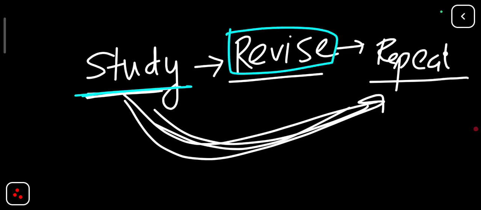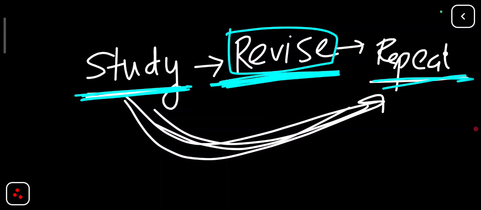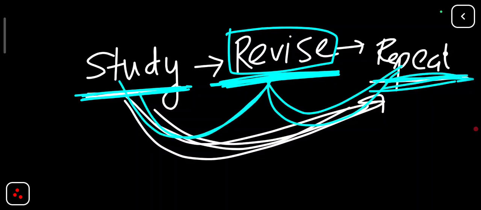So study, revise, repeat. If you study one concept one day, you have to revise it at night, then also at the weekends, then repeat the study. So study, revise, repeat, study, revise, repeat. This is the mantra for any competitive exam.